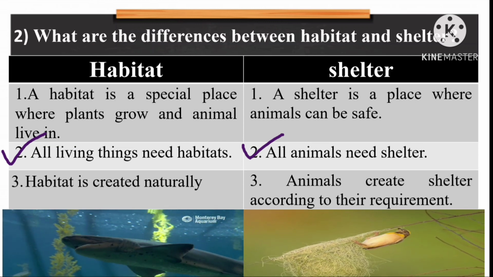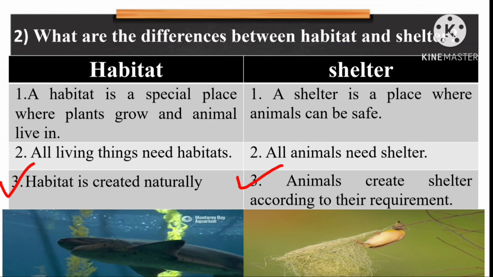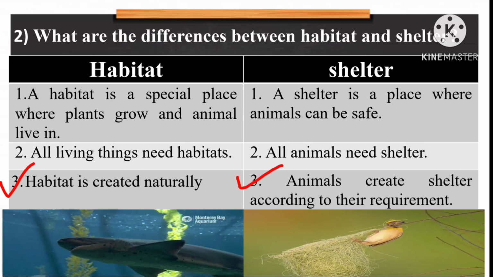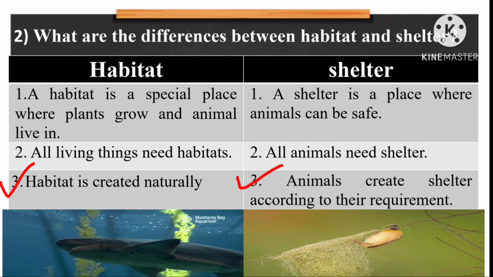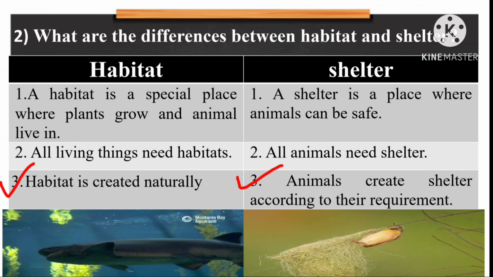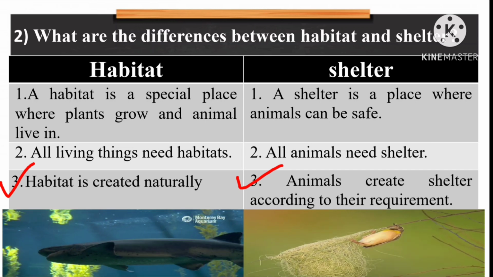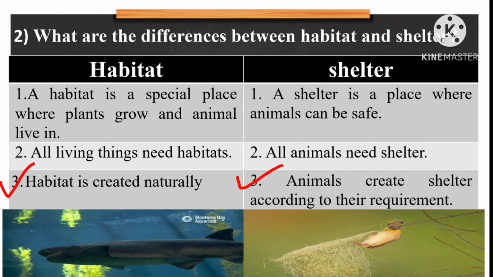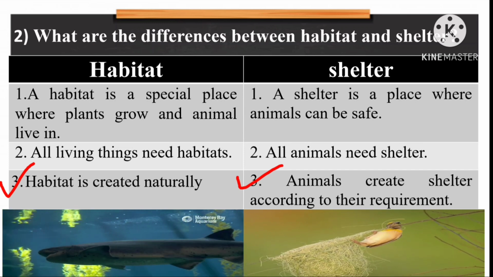So the third point is, habitat is created naturally. That means there will be no touch of humans. The habitat is made naturally so that the animals can live there and the plants can grow there. Whereas on the other hand, a shelter is created by the animals on their requirements.